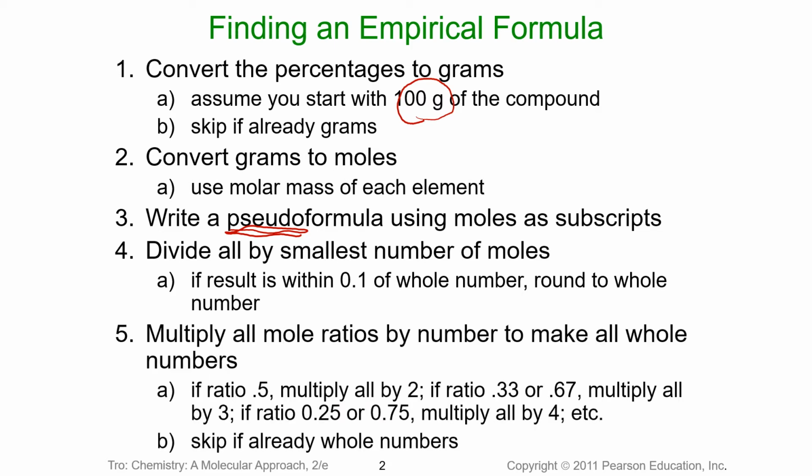If we get a number that is 0.5, we need to multiply all of those subscripts by 2 in order to make it a whole number. If it is something closer to 1/3 or 2/3, we need to multiply by 3 to make it a whole number. Or if it is 0.25 or 0.75, we multiply by 4 to make all of the subscripts whole numbers. If everything is a whole number at this point, we can skip this step.